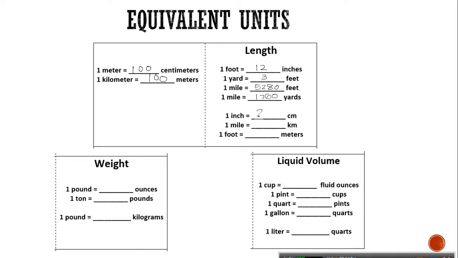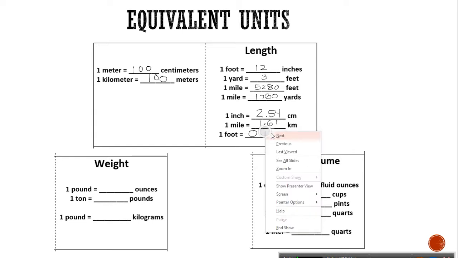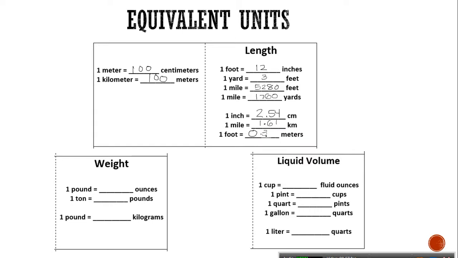Now, the lesser known conversions. 1 inch is 2.54 centimeters. And 1 mile is 1.61 kilometers. And 1 foot is 0.3. Looks like my pen is hating me right now. There we go. 0.3 meters. So that's our length flap all filled out.